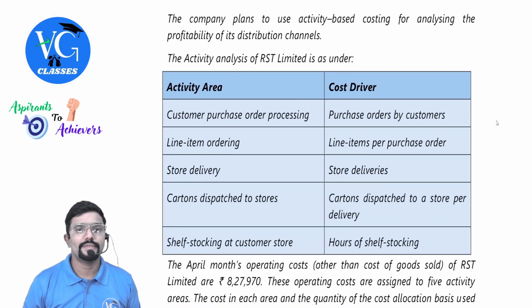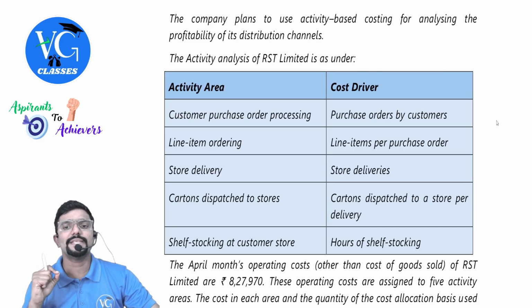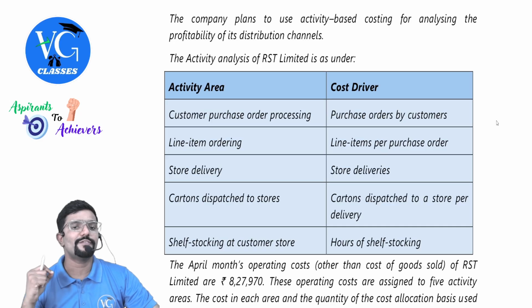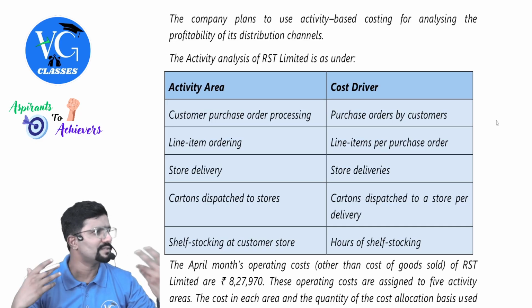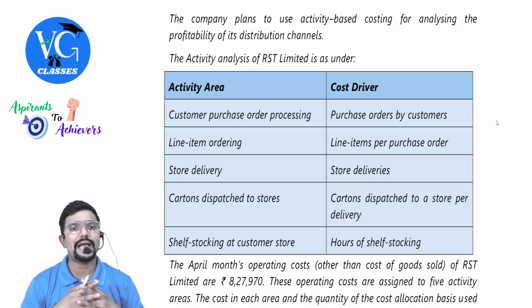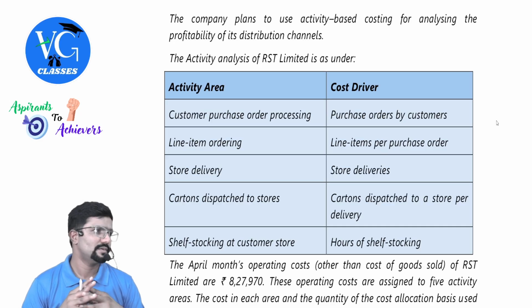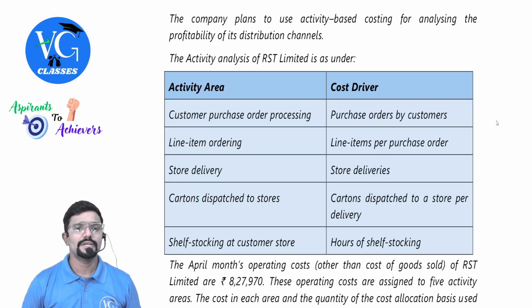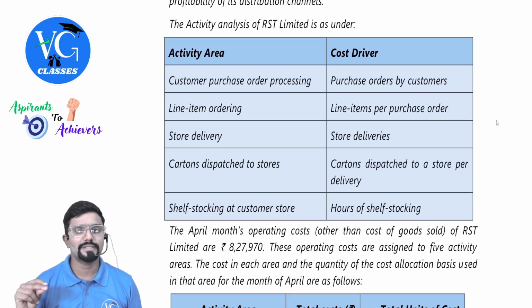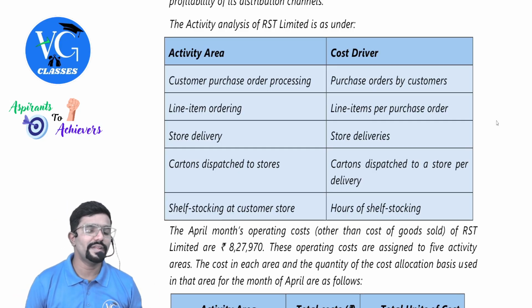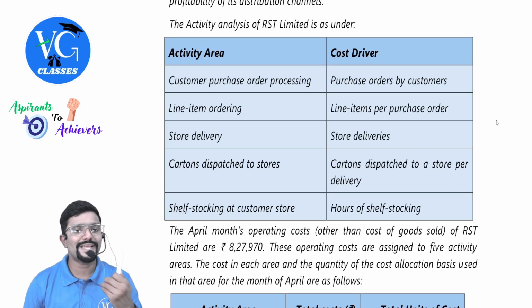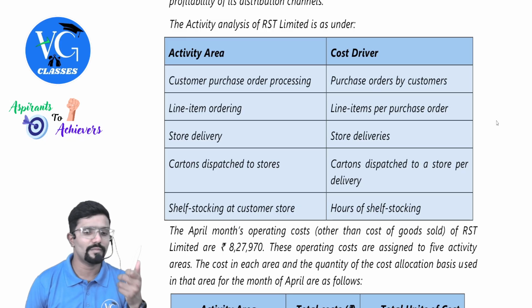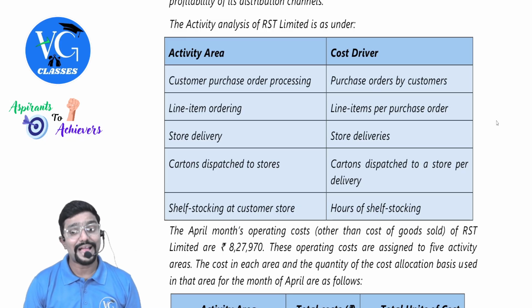The company plans to use activity-based costing for analyzing the profitability of its distribution channel. Now they are trying to introduce ABC. The activity analysis of RST Limited is as under: activity area and cost driver. Customer purchase order processing, purchase orders by customers. Line item ordering, line items per purchase order. Store delivery, store deliveries. Cartons dispatched to stores, that is boxes. Cartons is nothing but boxes. Cartons dispatched to a store per delivery.